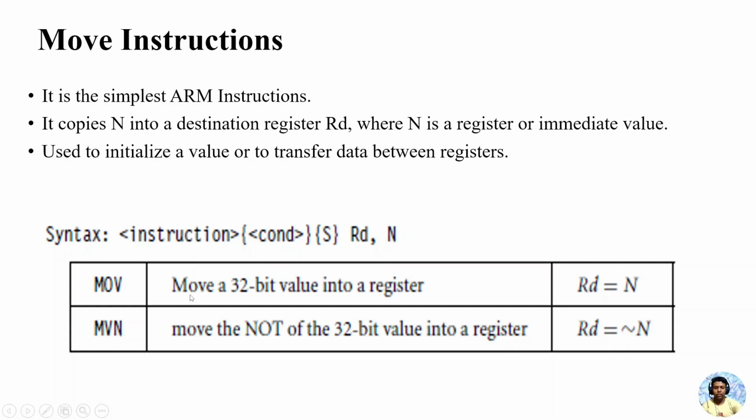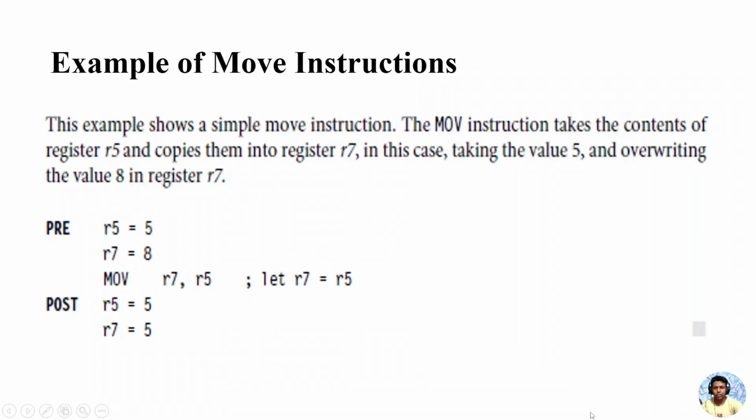MOV instruction: move a 32-bit value into a register. MVN instruction: move the NOT of the 32-bit value into a register. Let's see an example of a move instruction. This example shows a simple move instruction. The MOV instruction takes the contents of register R5 and copies them into register R7. In this case, the value 5 overwrites the value 8 in register R7.